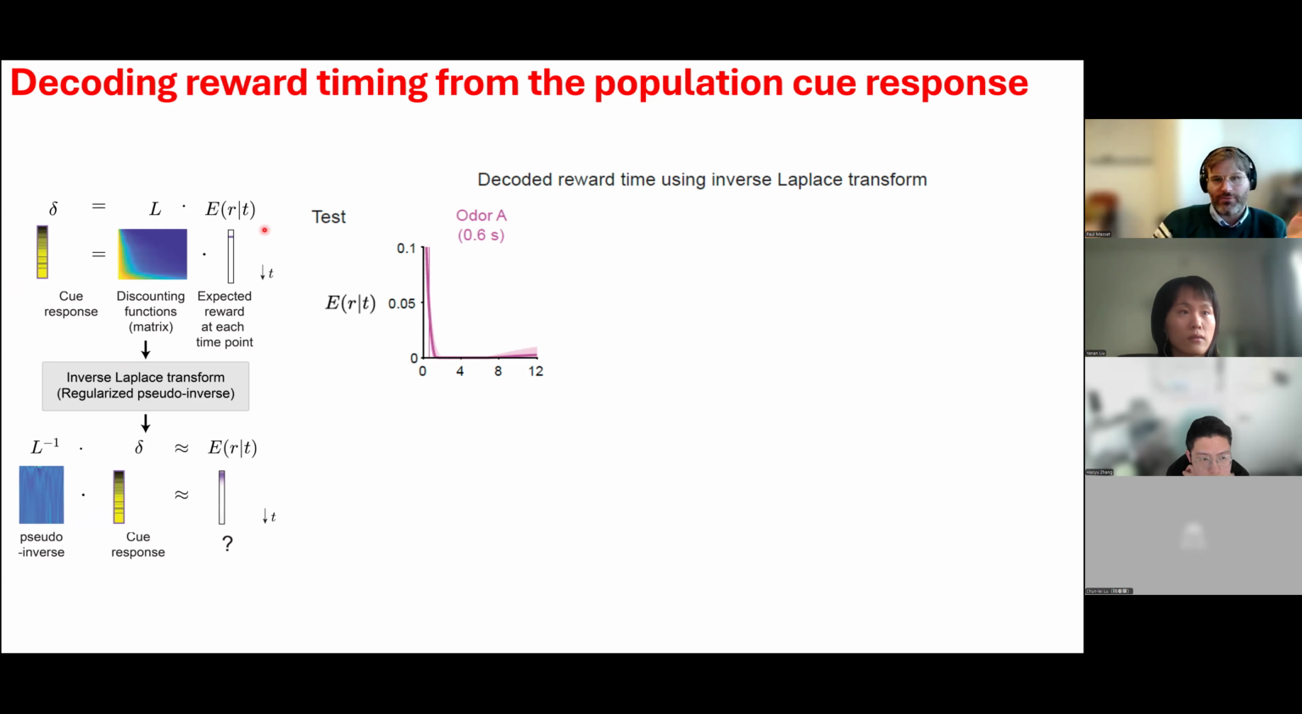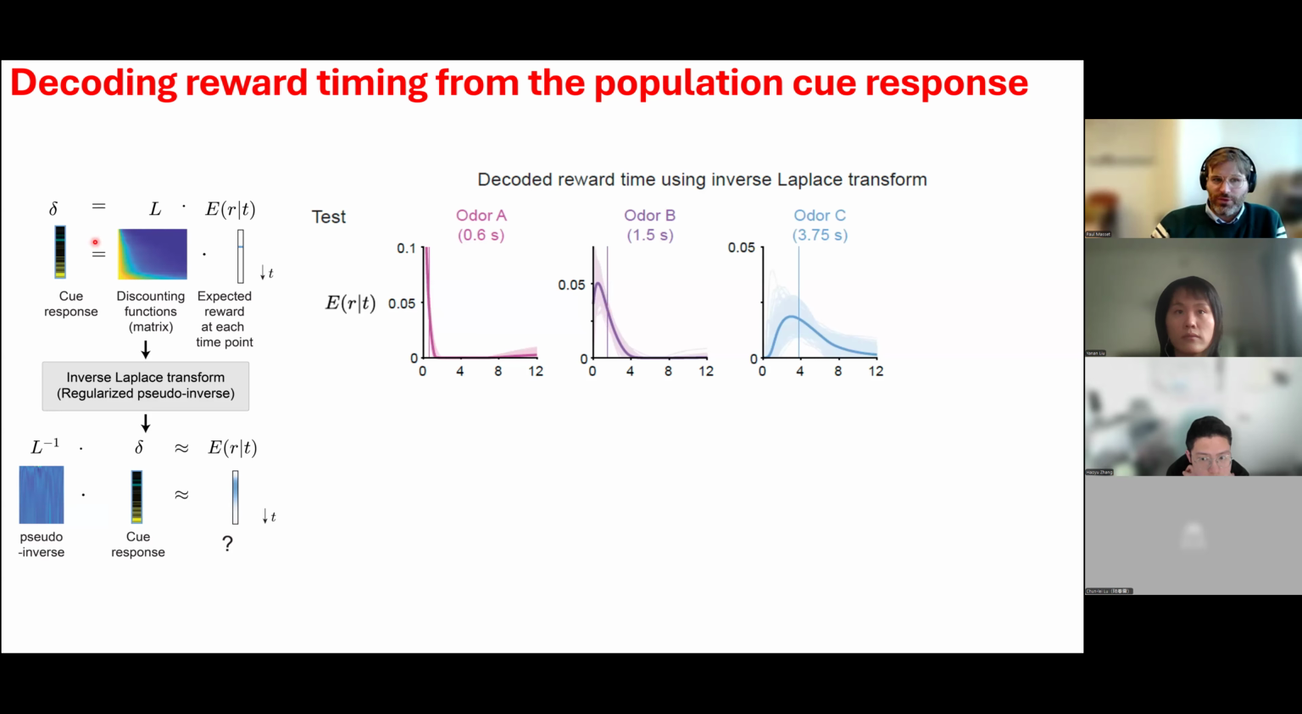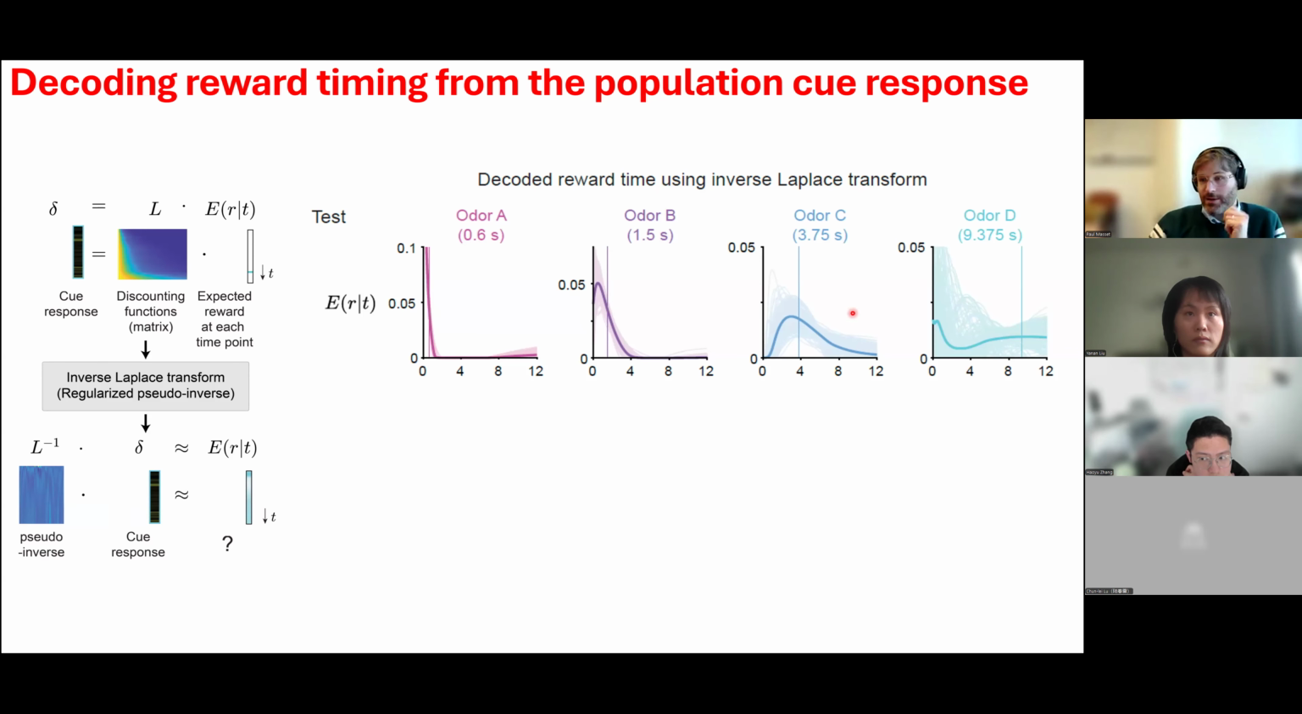And so now we can do that for the second delay, where we take the responses to the second cue, which are not the same, and we decode the subjective reward timing for the second cue. When we do that, again, we get a pretty good estimate of the true reward timing from the population responses. And so now we can continue doing this. We can do that for the third delay, and we get something pretty good again. And we can get it for the fourth delay, and we get something that's decent, but it's getting worse.